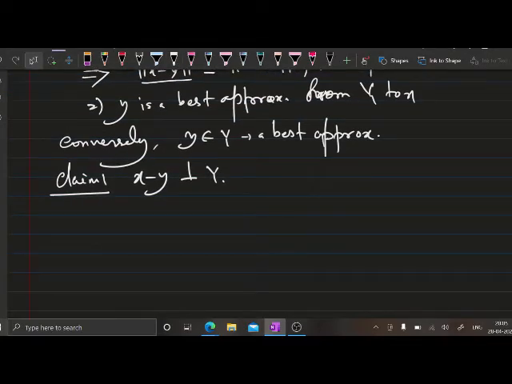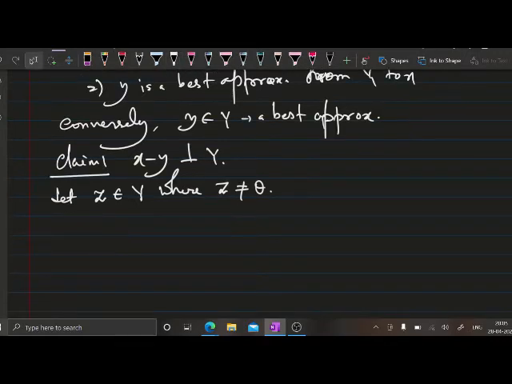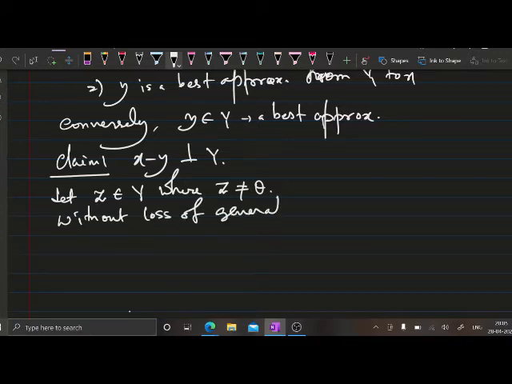To show this, let us take any vector z from capital Y, where z is non-zero. Without loss of generality, let z belongs to Y be such that norm z equals 1.